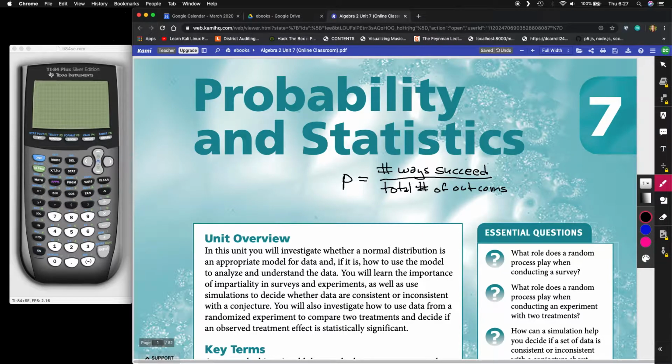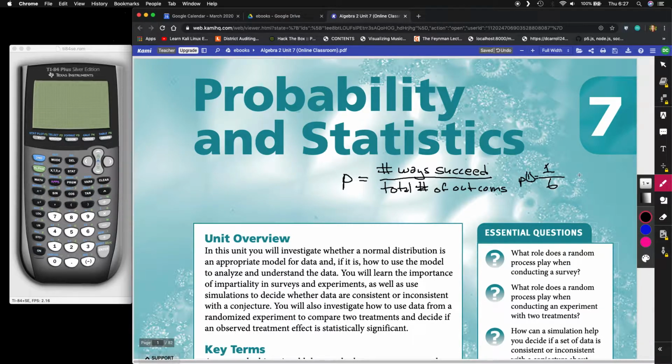For example, if I was rolling a six-sided die and trying to calculate the probability of rolling a one, I would ask how many ways there are to succeed. There's only one way to roll that one. And what is the total number of outcomes? I could roll 1, 2, 3, 4, 5, or 6, so there are 6 total outcomes. So the probability of rolling a 1 would be 1/6. If this was a function, you'd probably write P of 1 is equal to 1/6.